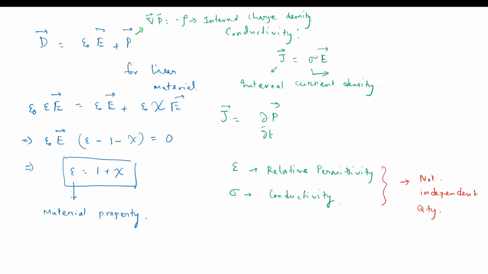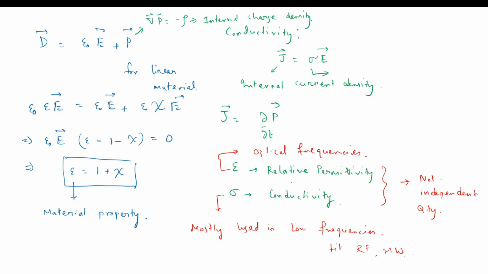In a more general way, we want to derive the relationship between these two. The way they have been used experimentally is that conductivity is mostly used at low frequencies, like till RF or microwave frequencies, but permittivity is used from optical frequencies and upward. People mostly use the relative permittivity to quantify things. Nevertheless, these two quantities are equivalent, and we are going to derive the relationship between the two.